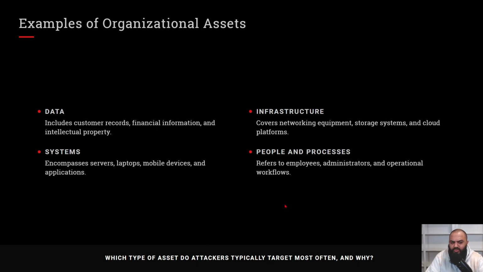Which type of asset do attackers typically target most often, and why? I love throwing these trick questions at you because it's all over the place. It depends on the type of attacker. All right, and we're going to jump into that in the later modules. But one could argue nowadays that the people asset are the ones most targeted today, because attackers are realizing that at the end of the day, the people working at the organization are always the weakest links in the chain.